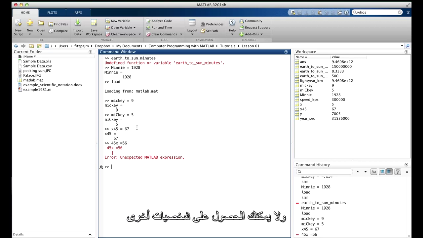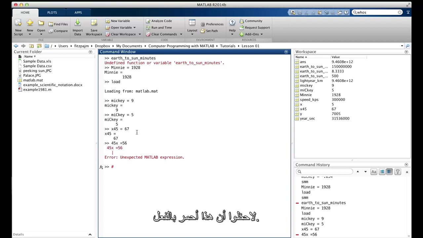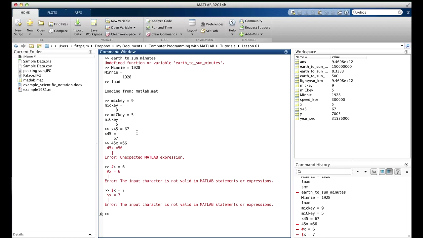And you can't have other characters. I mean, you can't have any characters other than letters. So if we did this, notice that's already red. Red's never good. So we'll try £X. That's no good. $X equals 7. That doesn't work. And you can't start with an underscore. Already, there you go.